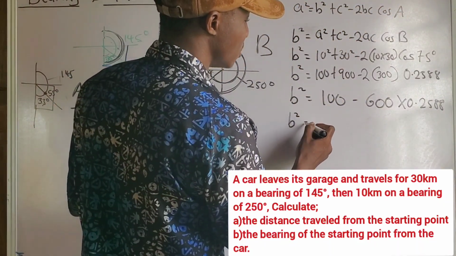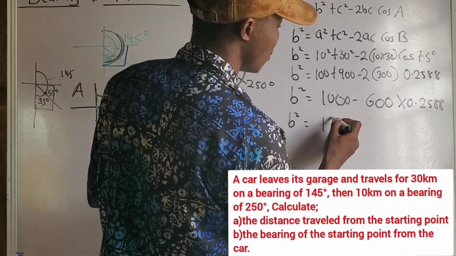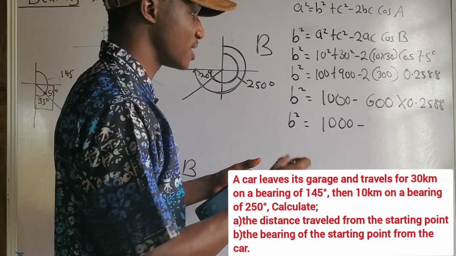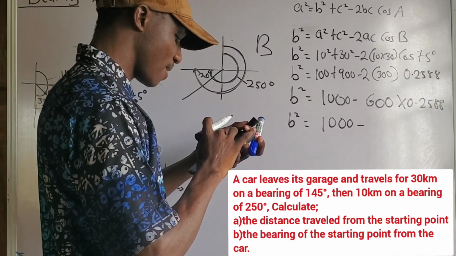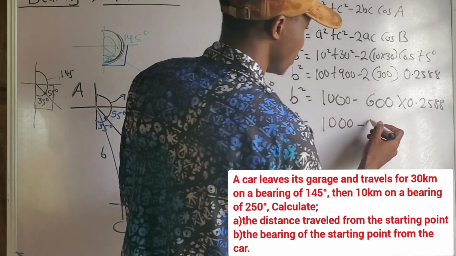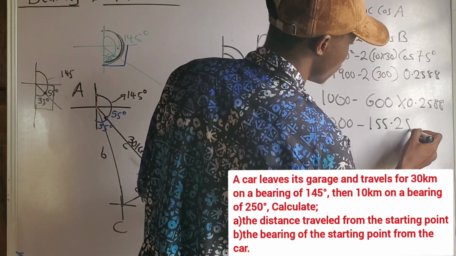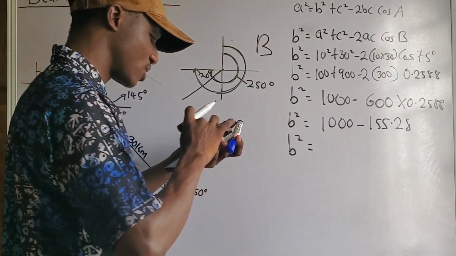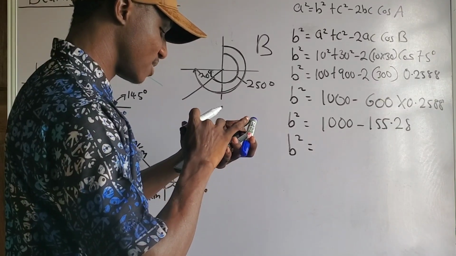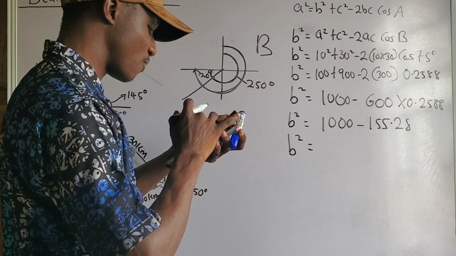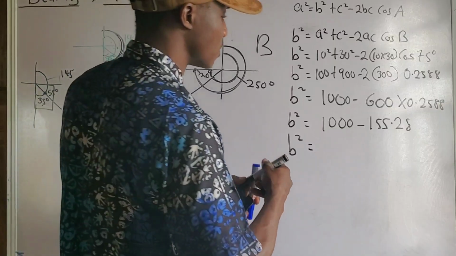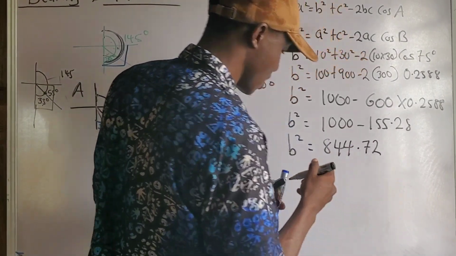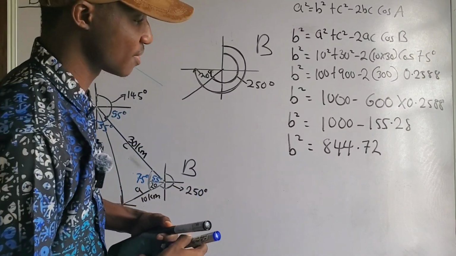b squared is equal to 1000 minus 600 times 0.2588. That will give us 155.28. Okay, so b squared is equal to 1000 minus 155.28. That is 844.72. Okay, now please pay attention.